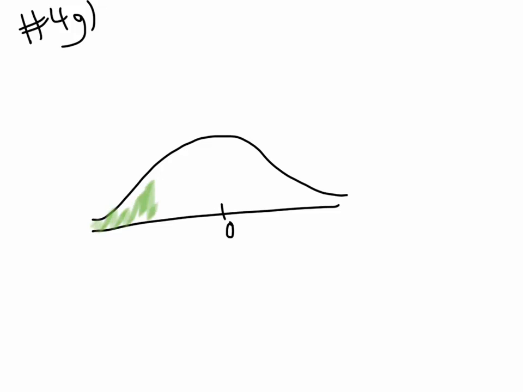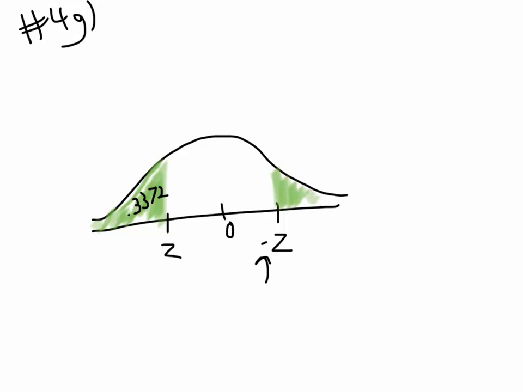Number 4G asks for a value of Z where we have 33.72% of observations less than Z. So we'd have 33.72% of observations less than some value Z. Okay, well, we know this is going to be a negative number because at 0 we have 50% of the Z's less than 0. So now what we can do is use symmetry to find the opposite of this Z value we're trying to find, right?